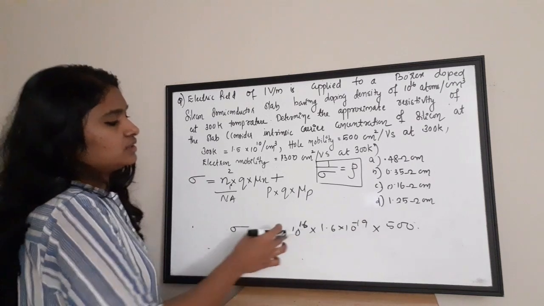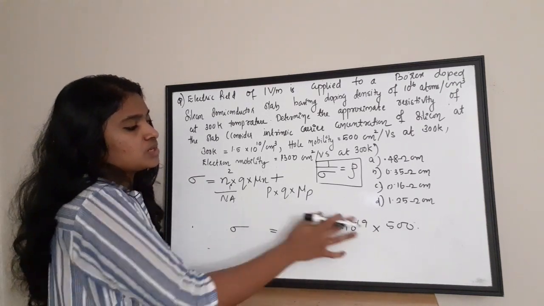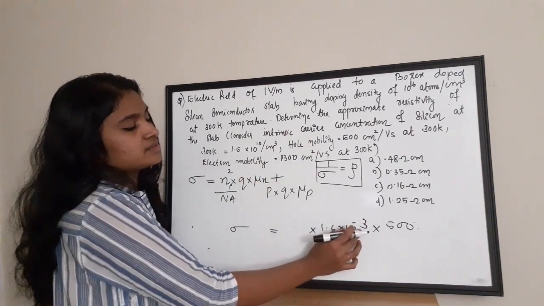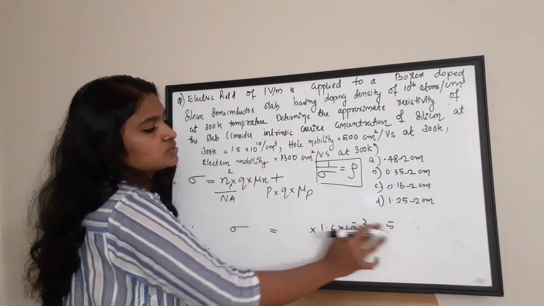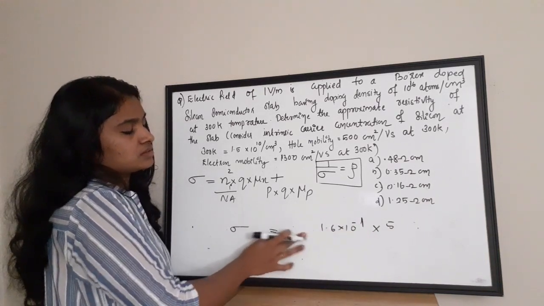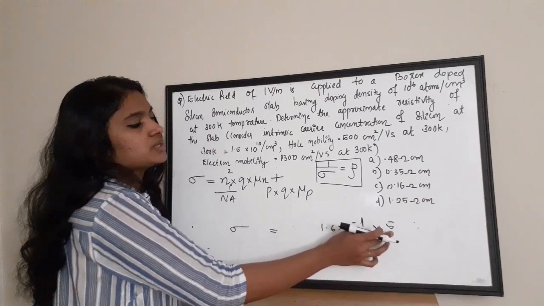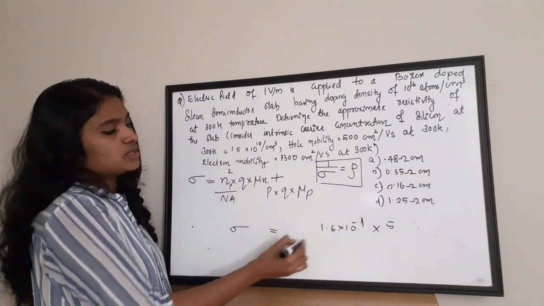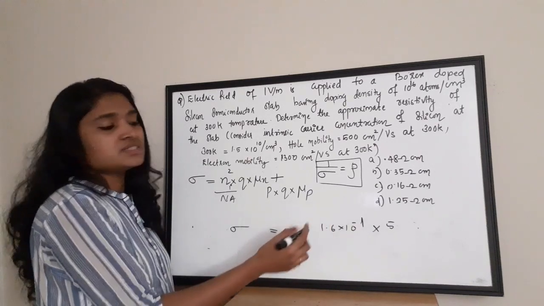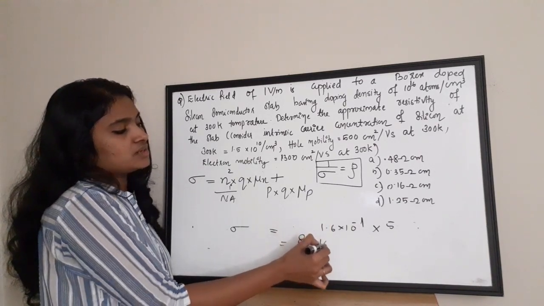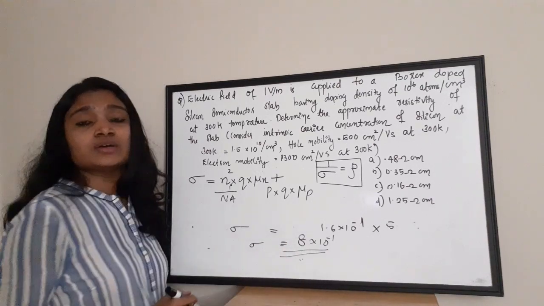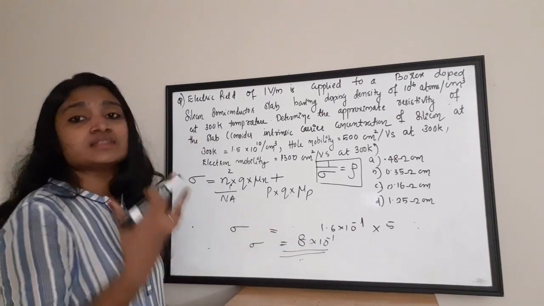Now if you take it, there is a 10 raised to minus 3 here, and these two zeros will make minus 1. Now this 1.6 into 10 raised to minus 1 into 5: 1.6 into 5 is 8. So 8 into 10 raised to minus 1 is the value of your conductivity. Okay, so this is the value of your conductivity.